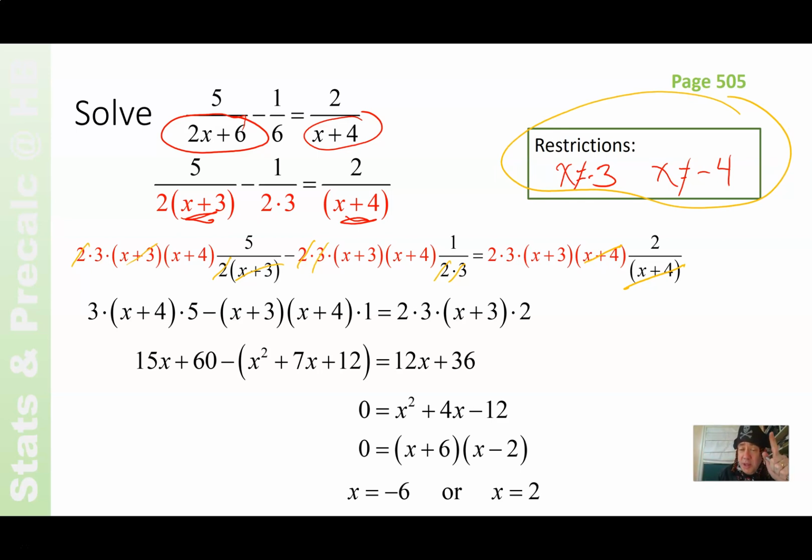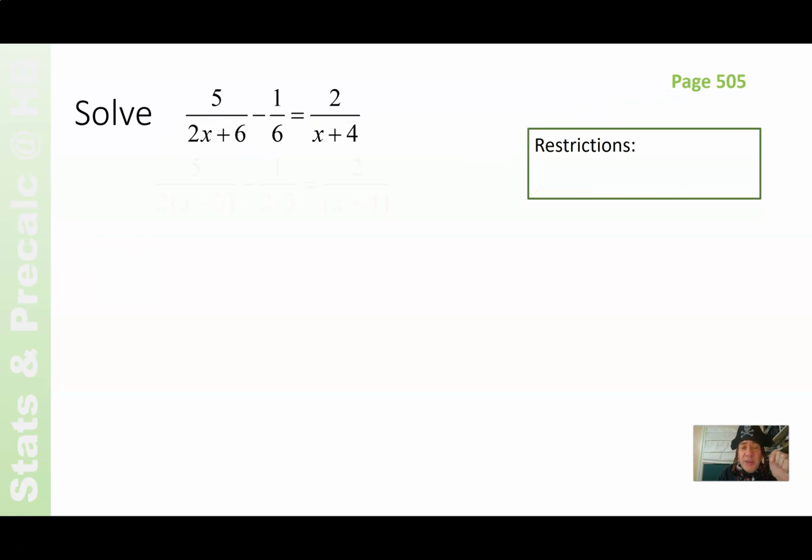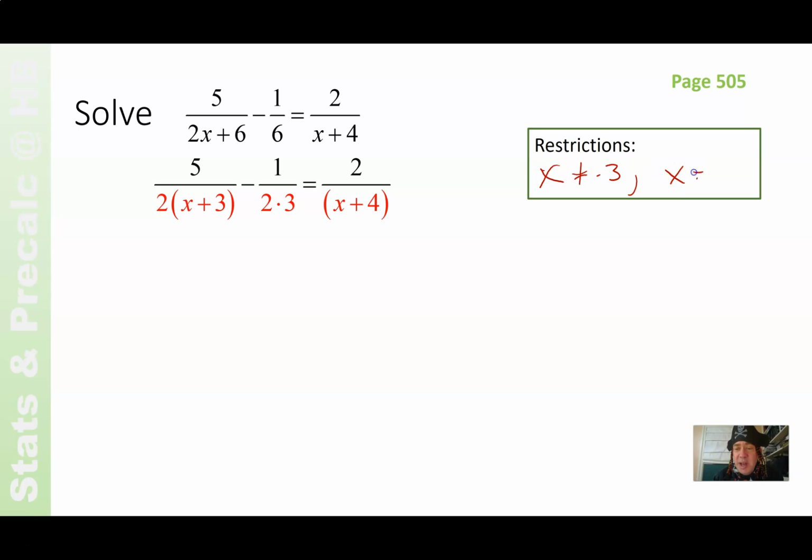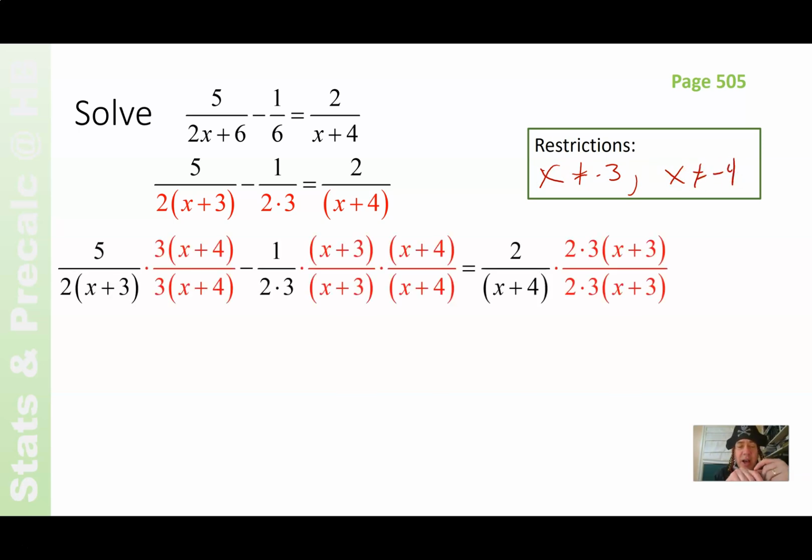Yay. Method 2. Very similar. Start out by identifying your restrictions. Factoring and identify the restrictions. X cannot be negative 3. X cannot be negative 4. Step 2 is slightly different. You just get everybody over a common denominator.